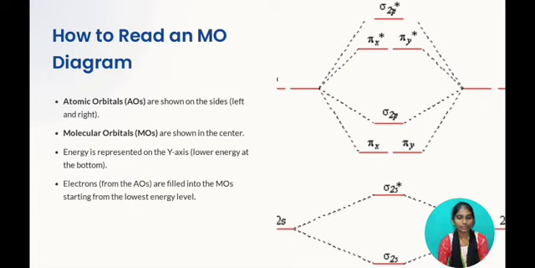How to read a molecular orbital diagram. Atomic orbitals are shown on the left side and right side. Molecular orbitals are shown in the center. Energy is represented on the y-axis, and electrons are filled into the molecular orbitals starting from the lower energy level.